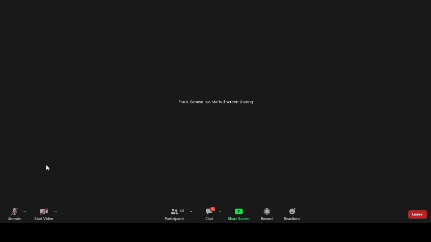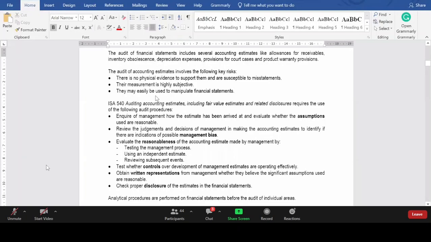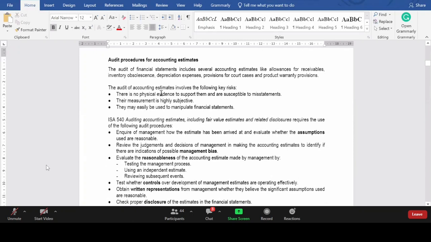So how do we audit them? We have said the problem with estimates is, one, there's no physical evidence to support them. Somebody has just estimated, so there's no physical evidence. You may not even find any document they are basing on to estimate a figure, for example, a provision for a court case. For example, obsolescence. Somebody just thinks it out and says 10% may default, but is not basing it on anything. So no physical evidence, and that makes them susceptible to misstatements.